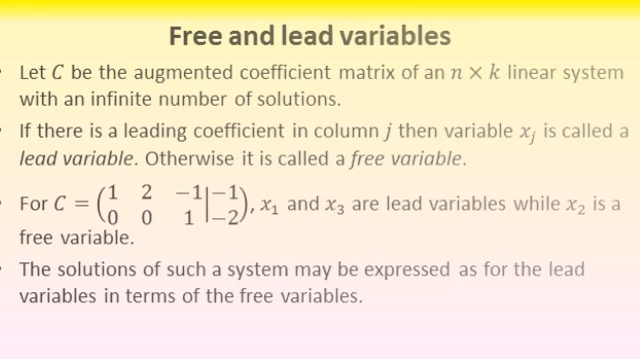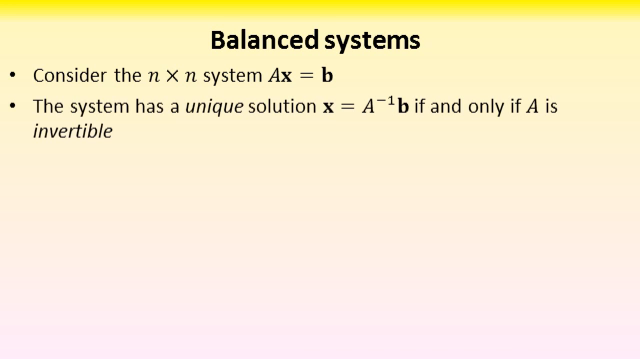Finally, let's take a look at a balanced system. Remember, a balanced system is a system where you have the same number of equations as unknown variables. So we have an n by n system. For a balanced system, we have a special result, namely the following. If I want to figure out if a balanced system has a unique solution, I don't have to go through the procedure just described. A balanced system will have a unique solution if and only if the matrix A is invertible. We'll prove this in an exercise later on.